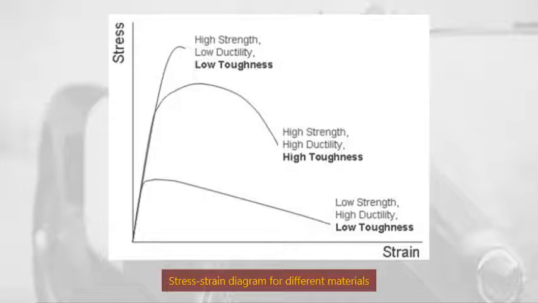You can also find here the different stress strain diagrams for different materials, having different kinds of properties. Whether it has high strength, low ductility, and low toughness, this is how the graph would look like. If it has high strength, high ductility, and high toughness, the stress strain curve would look like this. If it has low strength, high ductility, and low toughness, this is how our stress strain curve looks like. So by looking at the stress strain curve, we can already identify the mechanical property of the material.